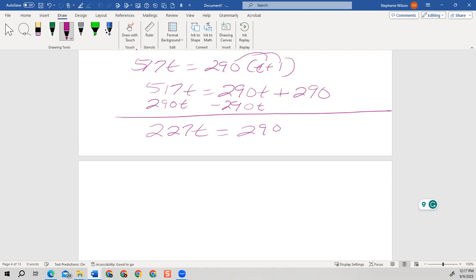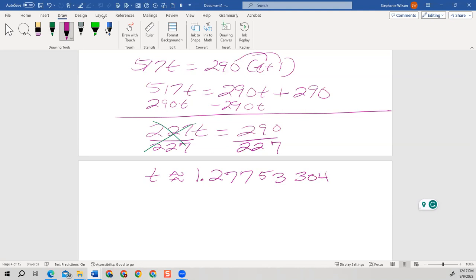Let's divide by the 227. So we want a coefficient of positive 1 on T. Whoops, we don't want to carry the T with us though. Those reduce, leaves me with 1 times T. So now I got T is equal to 290 divided by 227. And I'm going to put an approximation sign here because it's going to give me a decimal number. We need to see how it wants us to round.